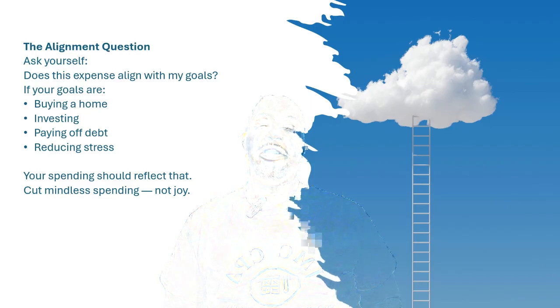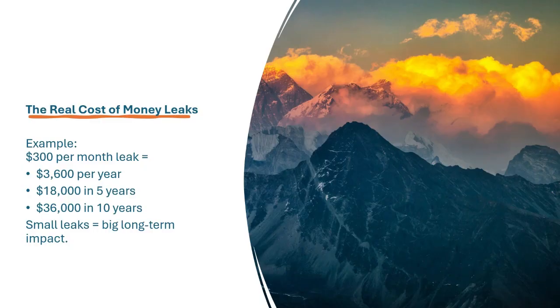Let's make this real. Let's take a look at an example. If you're leaking $300 per month, that's about $3,600 per year, $18,000 over 5 years, and $36,000 over 10 years. This could be a down payment, debt eliminated, a fully funded emergency fund, an investment that grows over time. When you look at money leaks over a decade, they stop feeling small.